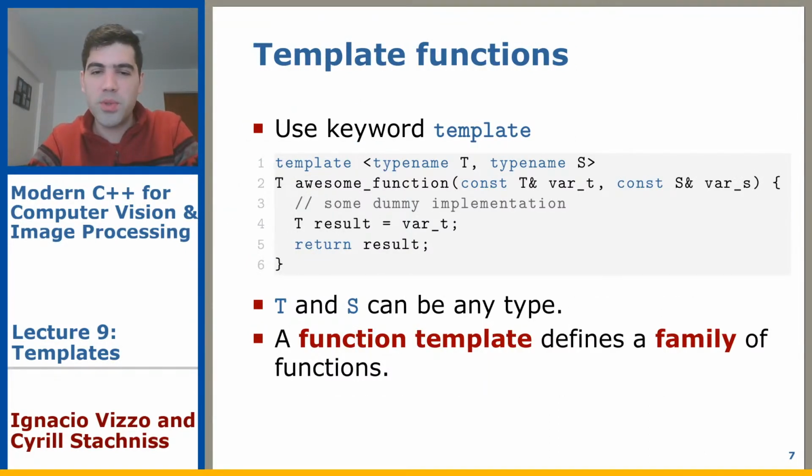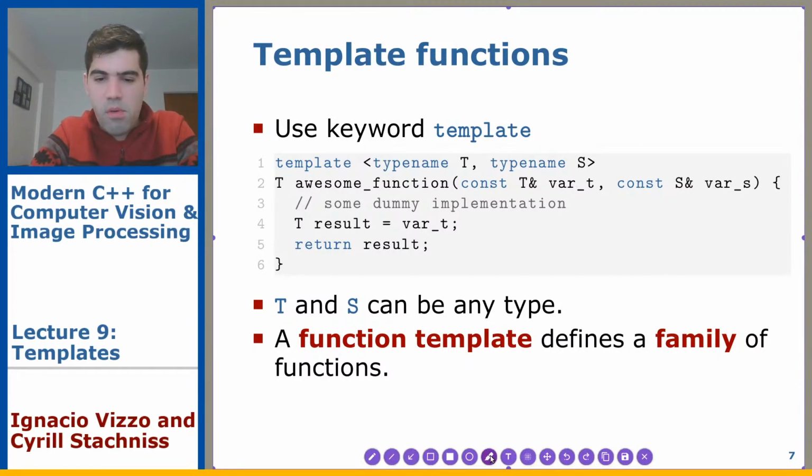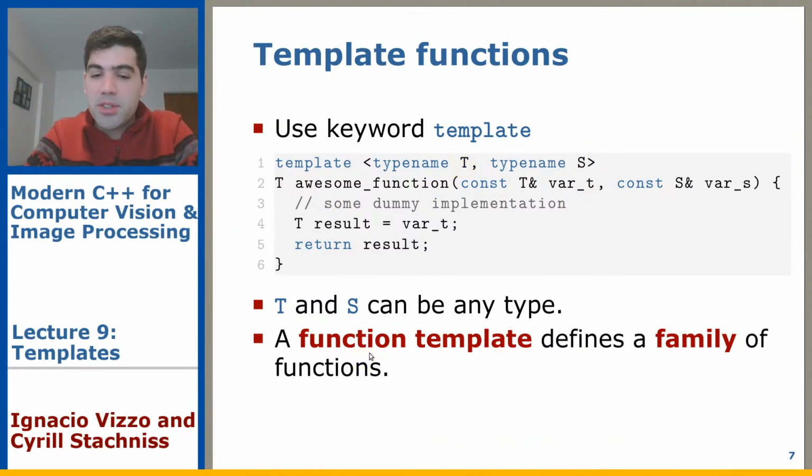So template functions use the keyword template. Usually this type here is called T, which is common, but you can use bananas here. It is a name, so you pick it. In this case, the template function will take two types as template arguments, one is T and the other one is S, and then we'll do something, right? And remember that a function template defines a family of functions, right? It's not a function itself.